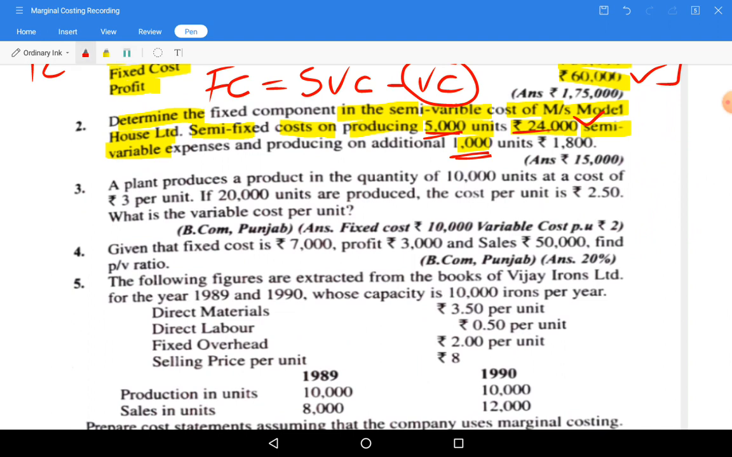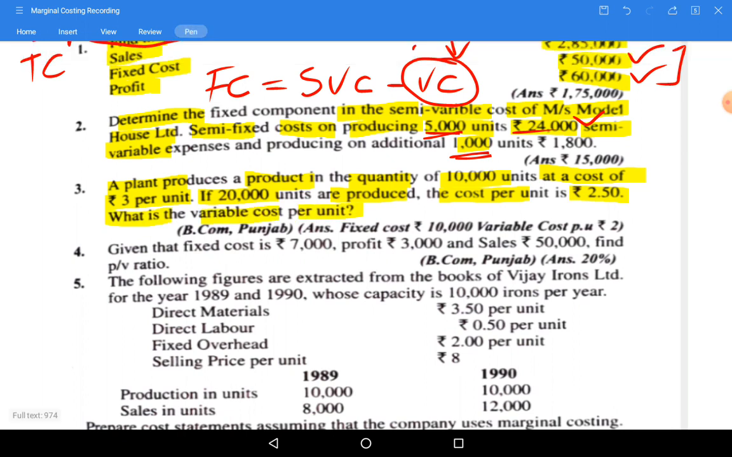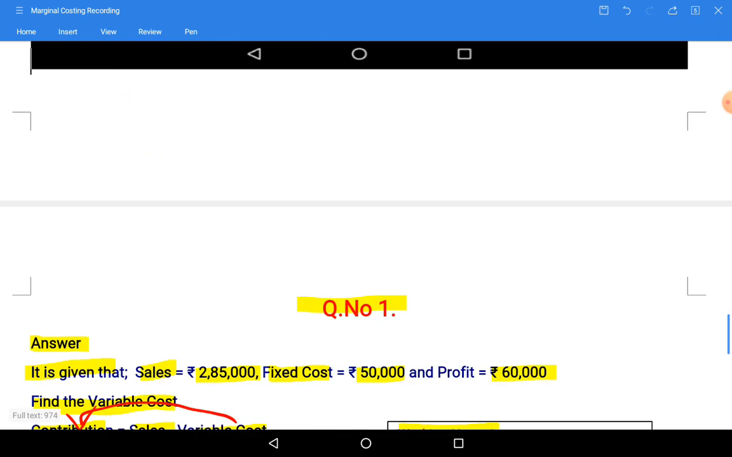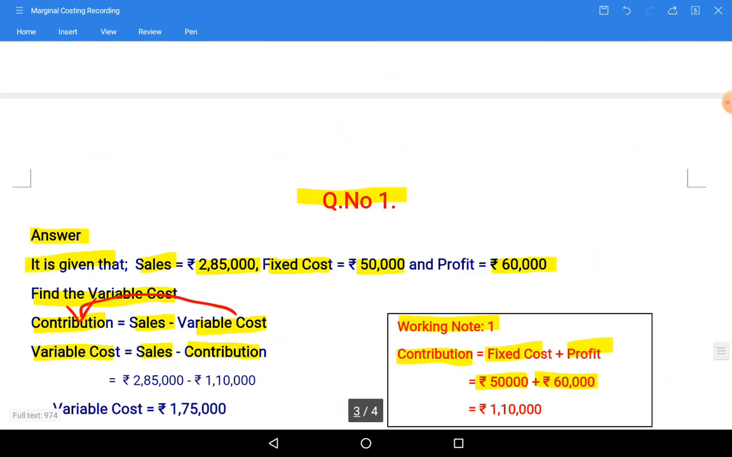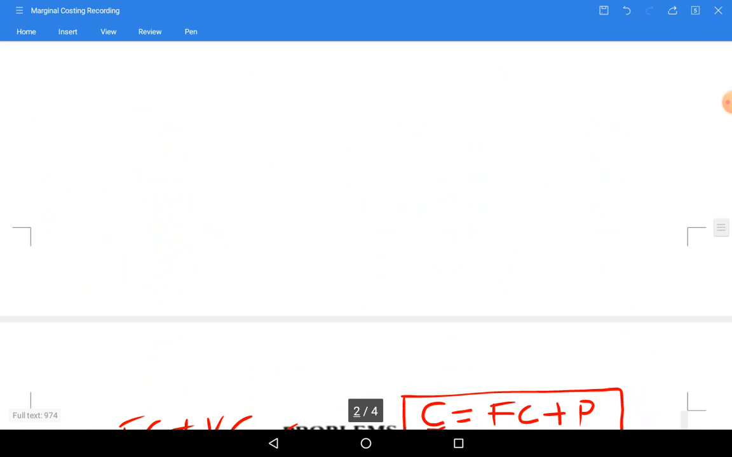Now let us see. A plant produces a product in quantity of 10,000 units at a cost of 3 rupees per unit. If 20,000 units are produced, the cost per unit is 2.5. What is the variable cost per unit? What is the formula for variable cost? Just now we have done. What is the formula? Change in cost by change in units.